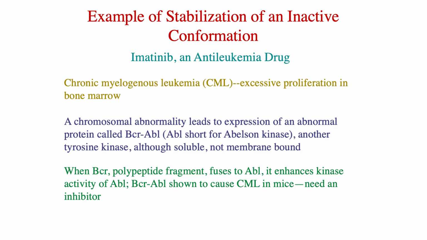So another example of this is a really important drug called Imatinib, and it's an anti-leukemia drug, for chronic myelogenous leukemia, or CML. This is where you get excessive proliferation of bone marrow. Bone marrow is what makes your white blood cells, so that's why it's leukemia. So excess of white blood cells in this case.